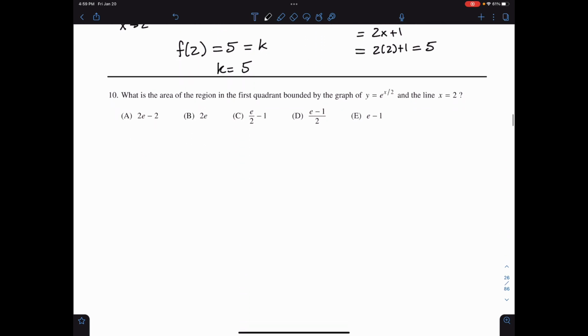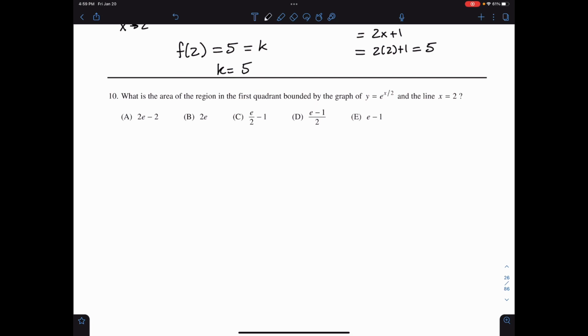Right, moving on to 10. So this one says, what is the area of the region in the first quadrant bounded by the graph of y equals e to the x over 2 and the line x equals 2? So we're looking for area. So we know we need to use an integral, but it's always good to quickly try and draw out the lines so we make sure we find the integral of the right region, right?